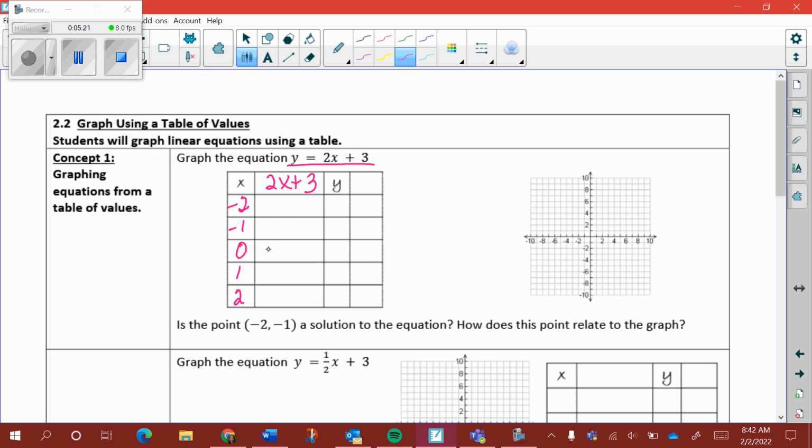So when I plug in, I'm going to start even there. When I plug in that, I'm going to say 2 times the 0 plus 3. So 2 times 0 is 0, plus 3 is just going to give me 3. The ordered pair of x, y is going to be 0, 3.